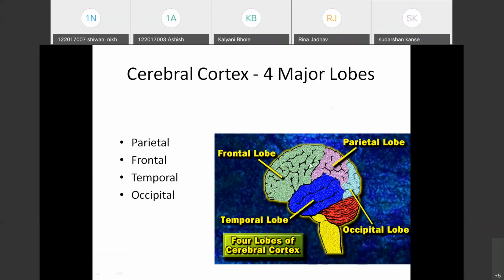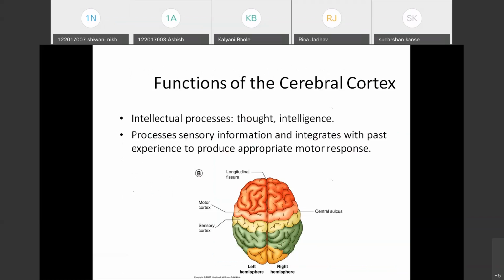but in between the frontal and the parietal there is a line. In between the frontal and the temporal there is a separation line. Likewise you can see that these parts are separated: parietal lobe, frontal lobe, temporal, and occipital. And not only separated physically, but you can see there are distinct functions of each lobe. These are the functions of the cerebral cortex, like thinking and intelligence.